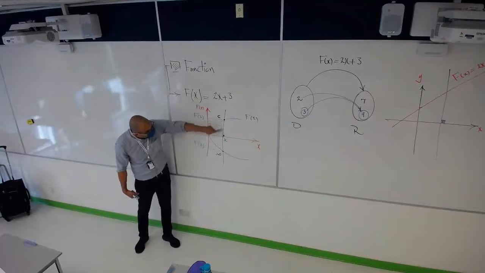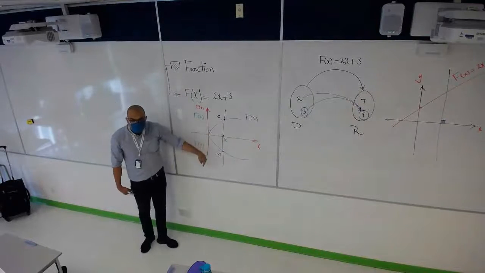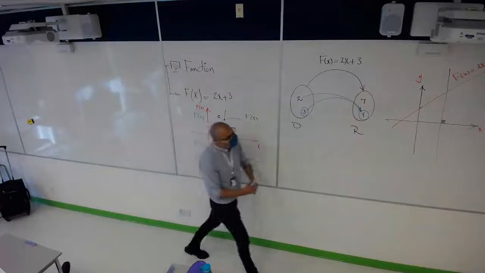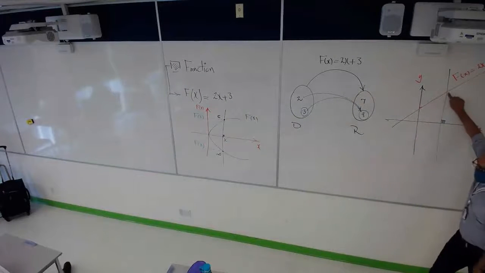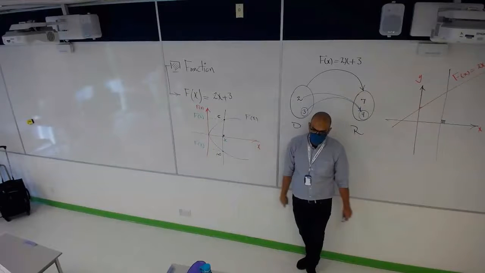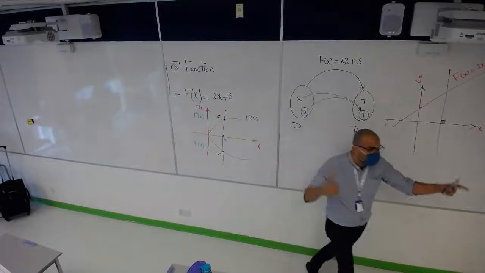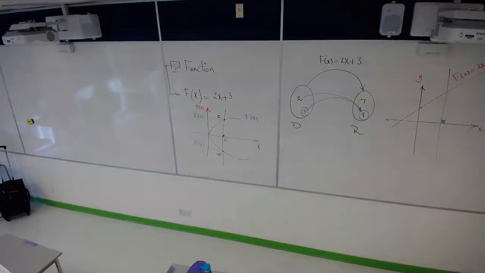Because it crosses two points, it is not a function. If you draw a vertical line, it should only cross the function at one point. If it is two points, it means that this is not a function.